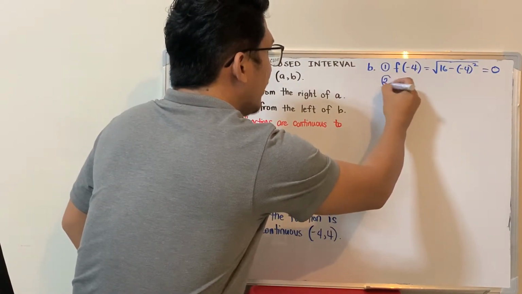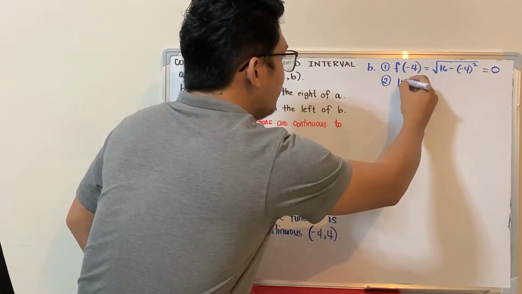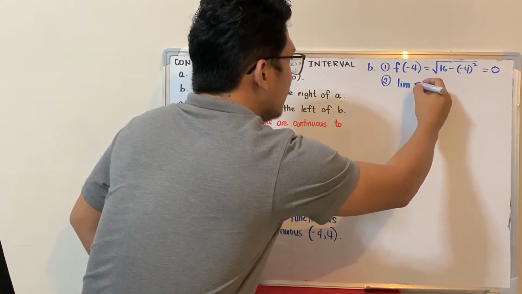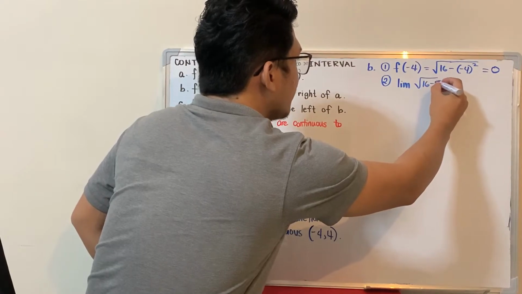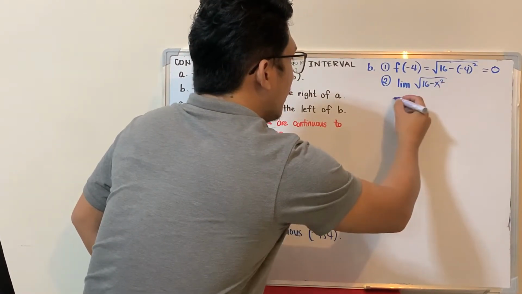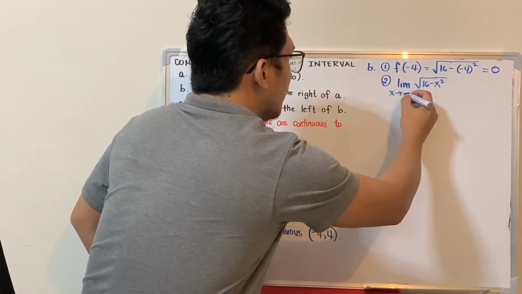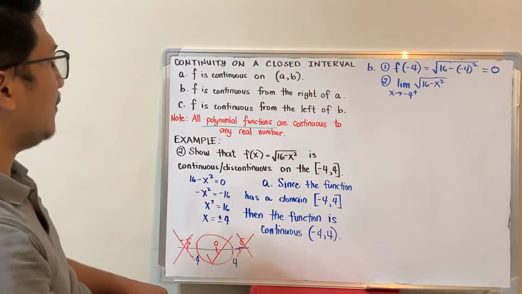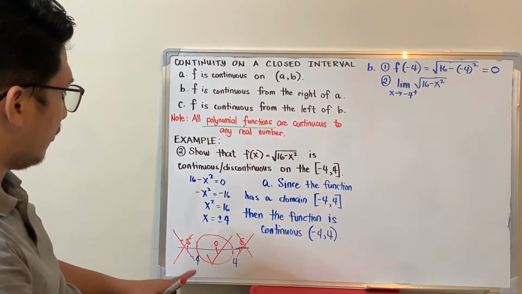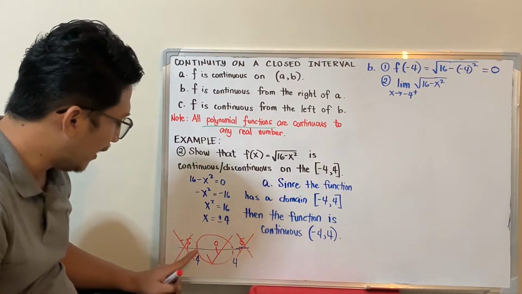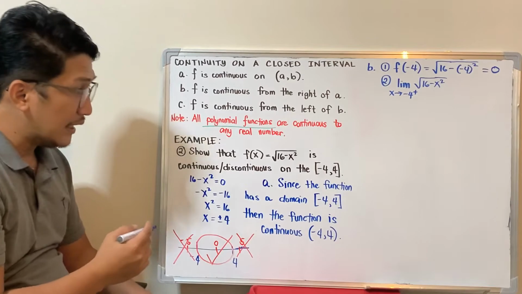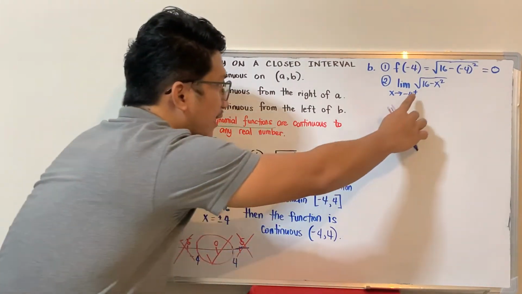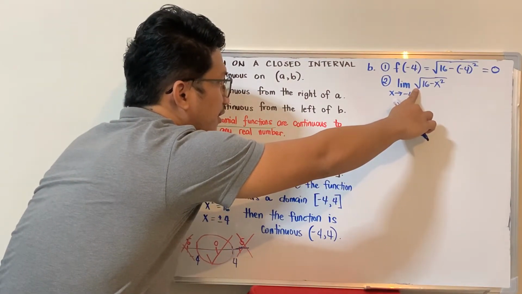Second step, we have to get the limit. So, we are to check the limit of square root of 16 minus x squared as x approaches negative 4 from the right. Okay? So, negative 4 from the right ra. O, tanawa ni number line, di ba? Crucial siya gamay, especially the symbol.